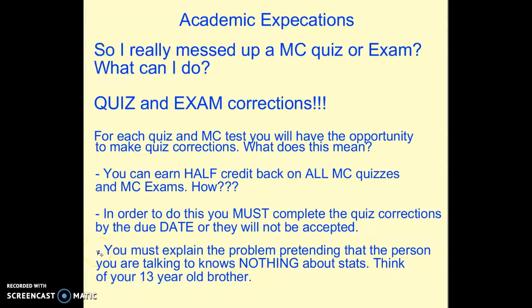The other thing you have to do is you have to make sure you explain the problem, basically pretending that the person that you're talking to knows nothing about statistics. So think about your younger brother or sister. If you were explaining the problem to them, how would you do that? So you have to demonstrate that you understand what you did incorrectly and how the answer should be correct.